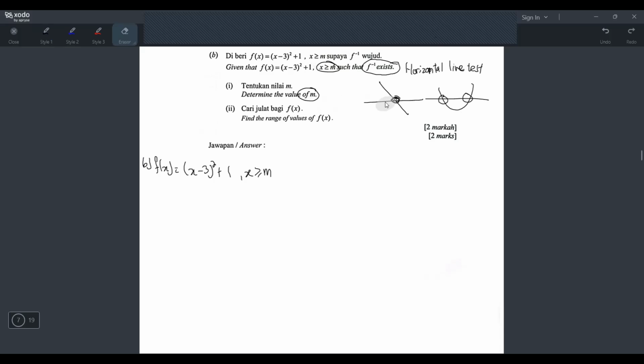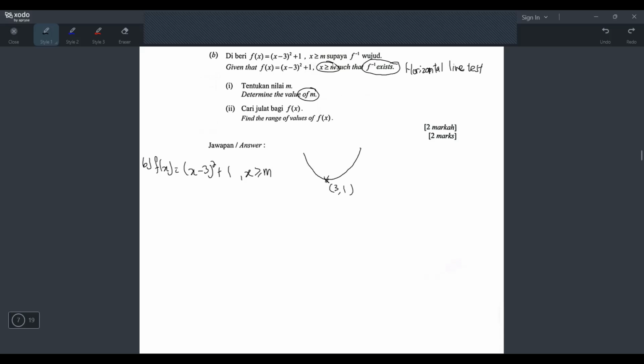So if you look carefully at this function, it's like a quadratic. Can you see? It's a quadratic and it's in vertex form. So when you draw it out, it's actually like this, right? (x minus 3) squared plus 1. And you even know the minimum point's coordinate, which is 3, 1, right? Because you just take it out, it's like a vertex form. So what happens if you draw a horizontal line? Obviously, it will fail the test, because in order to pass the test, the horizontal line can only cut at one point. Then only it means that this function has inverse, right?